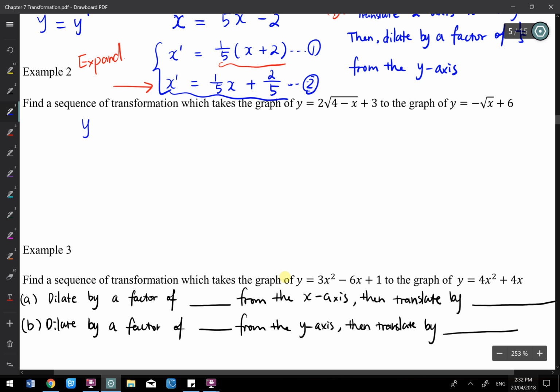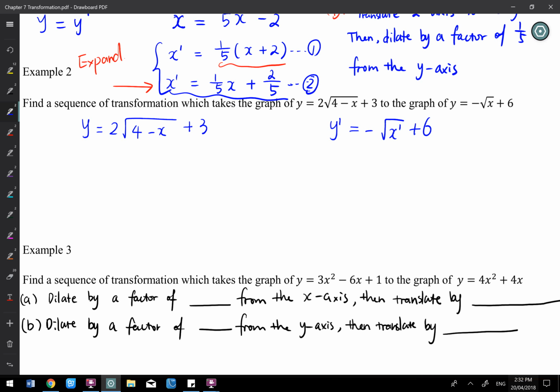The original one is y equals 2 root 4 minus x plus 3. And then the new equation is y dash equals minus x dash plus 6. So first of all, I need to distinguish them by the dash. So new is dash and the old one is just x, y.